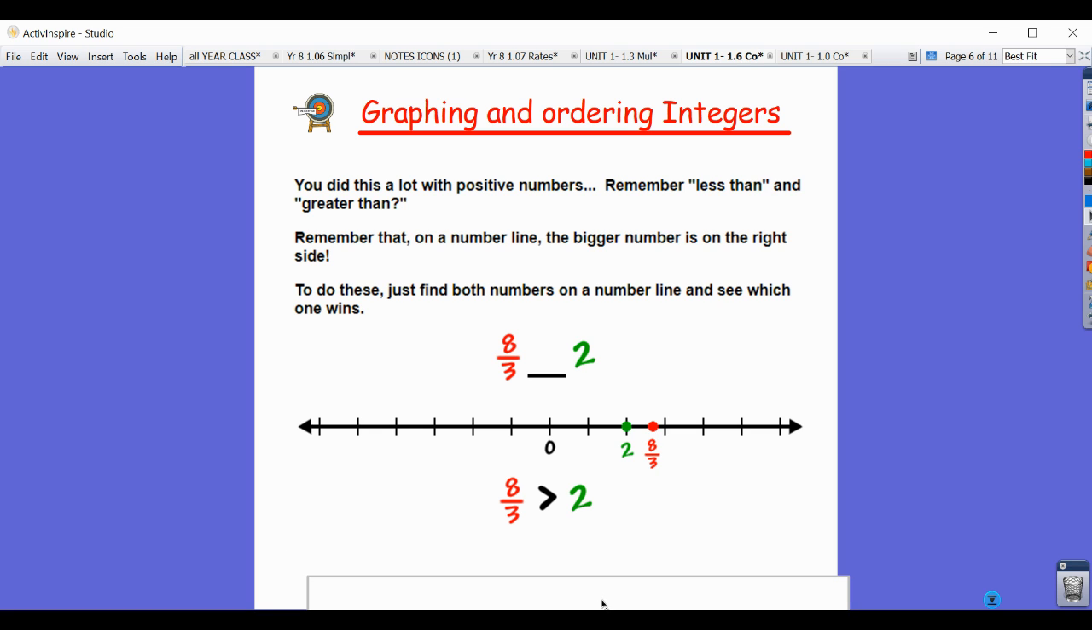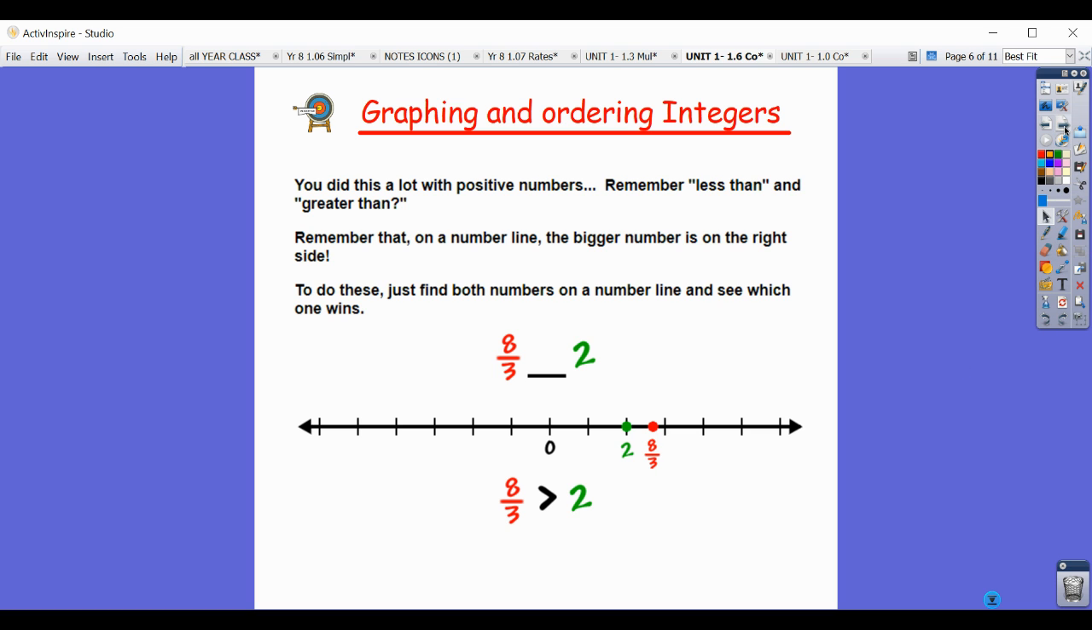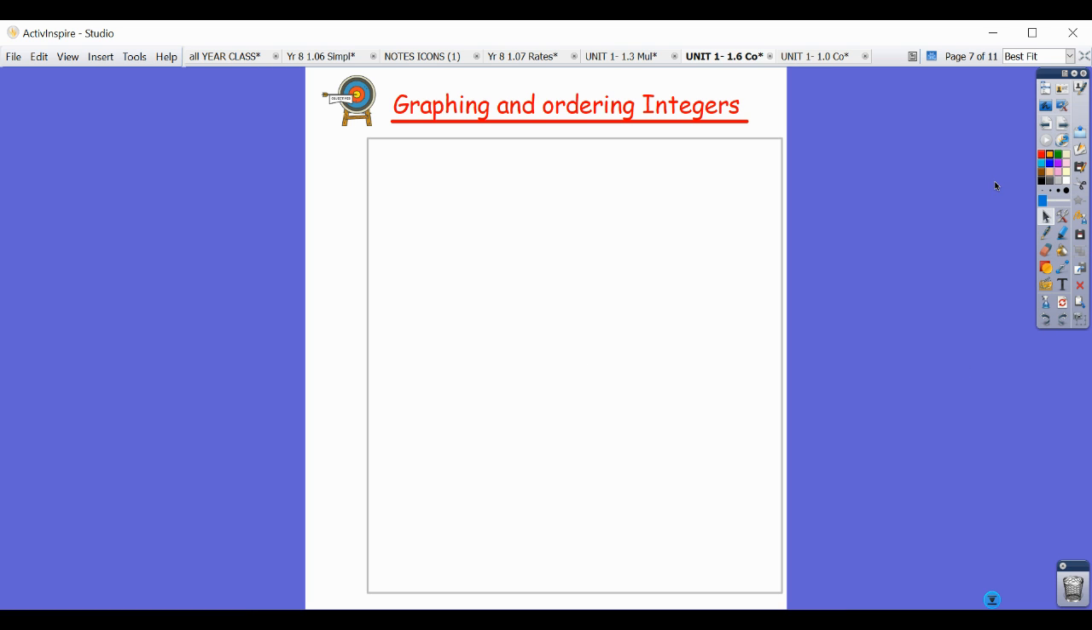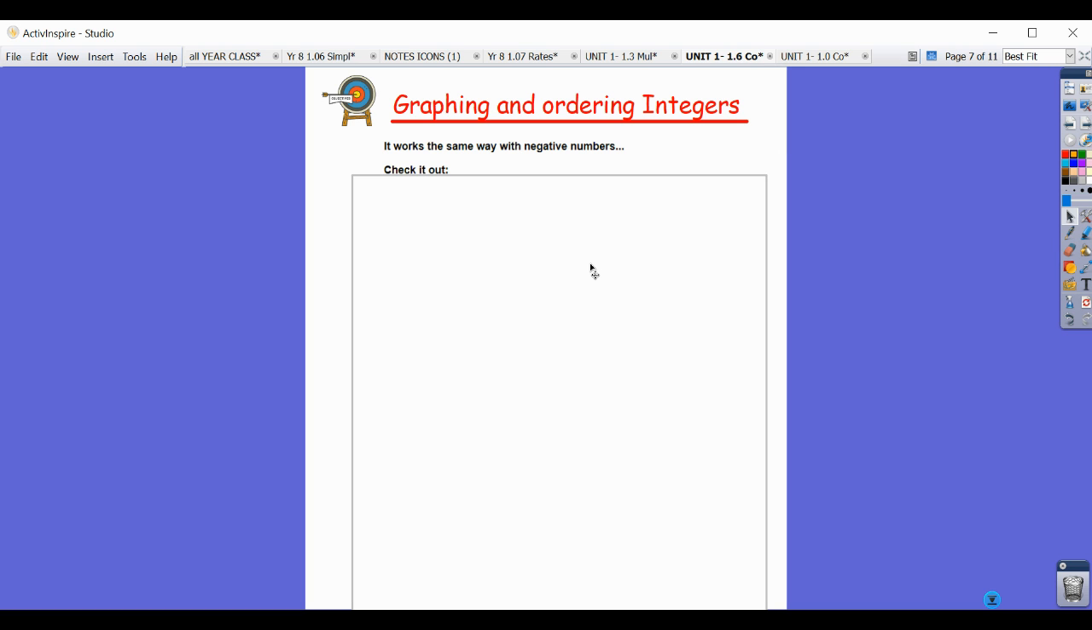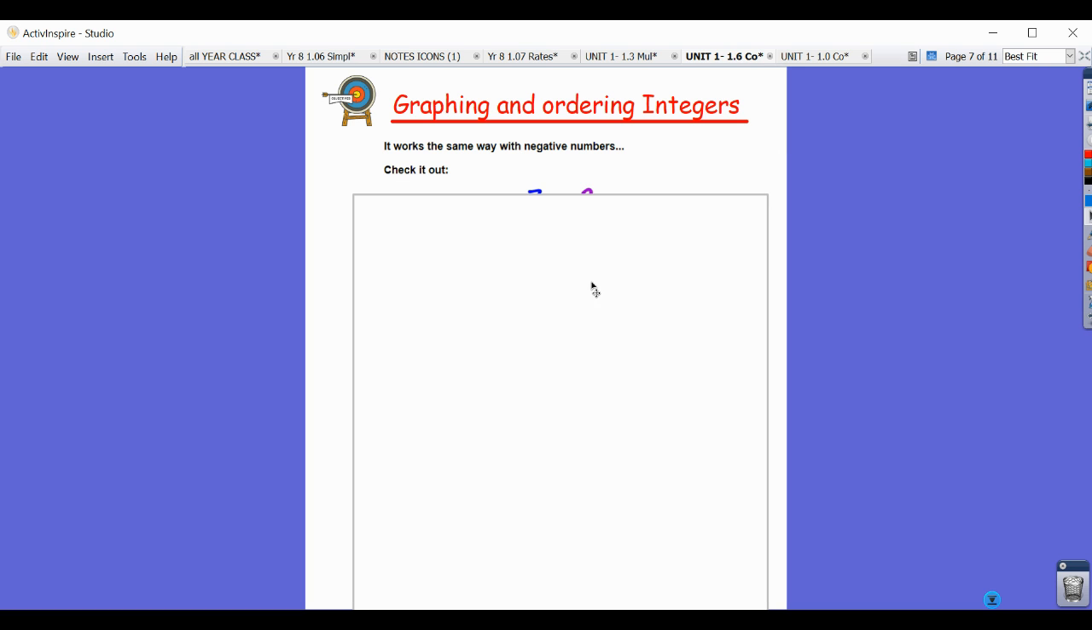6 over 3, that's correct. So you know that a over 3 will be greater than 6 over 3. Right, let's continue. It works the same way with negative numbers, okay?